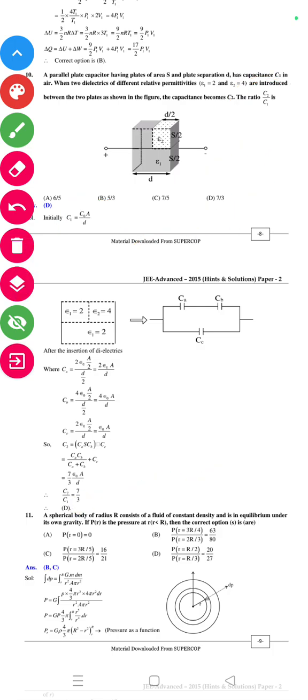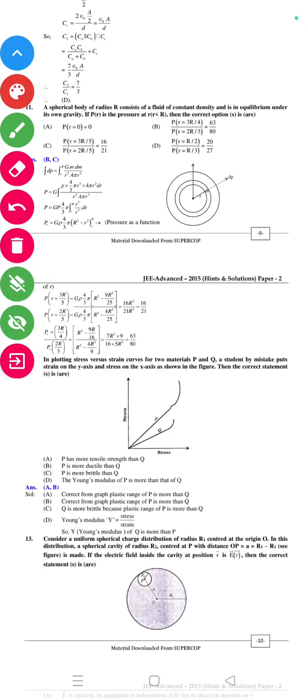अगला सवाल है कि a spherical body of radius R consists of a fluid of constant density and is in equilibrium under uniform gravity. If P(r) is the pressure at a radius r less than R, then the correct option is here. तो integral dP is equal to integral r से R, G m dm by r square 4 pi r square. तो P is equal to G rho into 4 by 3 pi r cube into 4 pi r square dr by r square 4 pi r square. P is equal to G rho 4 by 3 pi, स्मॉल r से कैपिटल R के पावर 5 by r के पावर 4 dr.